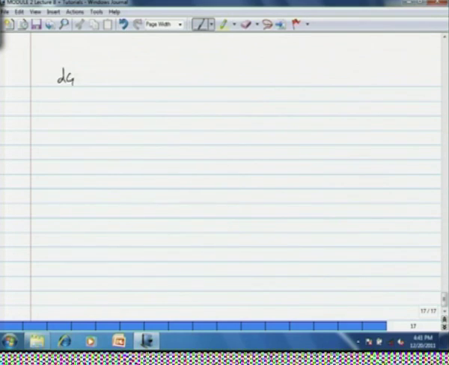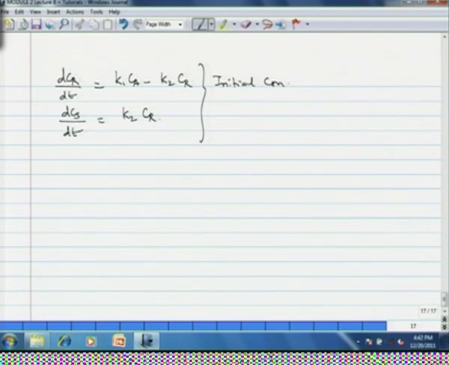dCr by dt is equal to K1 into Ca minus K2 into Cr, and then dCs by dt is equal to K2 into Cr. Okay. The initial conditions are at t equal to 0, Ca equal to Ca naught, Cr equal to 0 and Cs equal to 0.